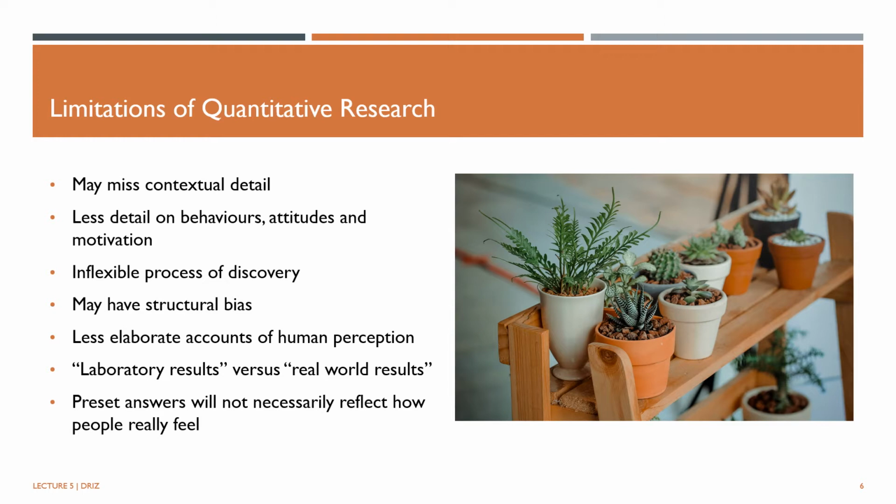Results from quantitative research may be limited, as they provide numerical descriptions rather than detailed narrative and generally provide less elaborate accounts of human perception. Research is often carried out in an unnatural, artificial environment so that a level of control can be applied to the exercise. This level of control might not normally be in place in the real world, thus yielding laboratory results as opposed to real-world results. Preset answers will not necessarily reflect how people really feel about a subject, and in some cases might just be the closest match to the preconceived hypothesis.